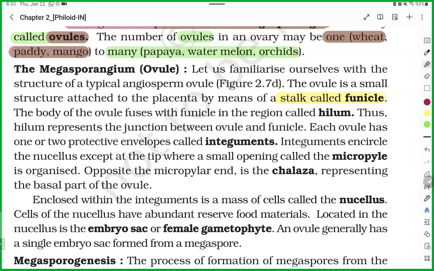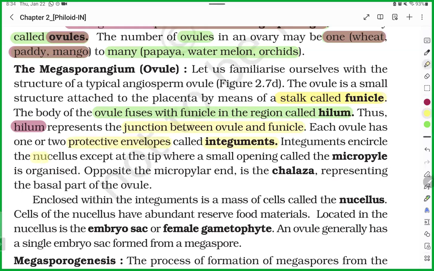Next, the body of the ovule is fused with the funicle in the region called the hilum. So the hilum is the whole region where the funicle attaches to the ovule, and the small stalk part is the funicle. You can say the hilum represents the junction between the ovule and the funicle. Each ovule has one or two protective layers, the integuments.